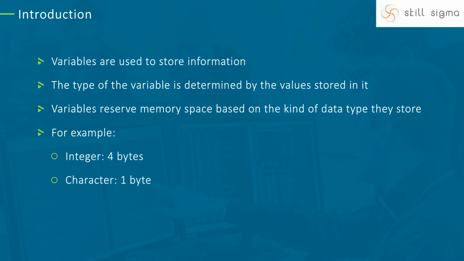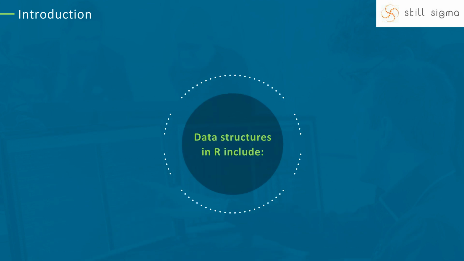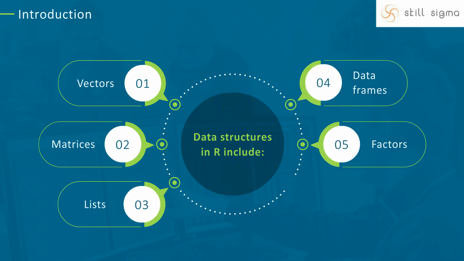In programming languages like C, C++, and Java, variables are declared as data types. However, in Python and R, the variables are an object. Objects are nothing but a data structure having few attributes and methods, which are applied to its attributes. In this course, we will discuss various kinds of R objects, or data structures such as vectors, matrices, lists, data frames, factors, and arrays.